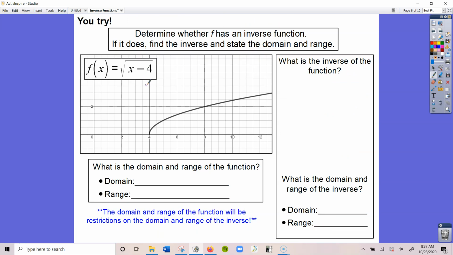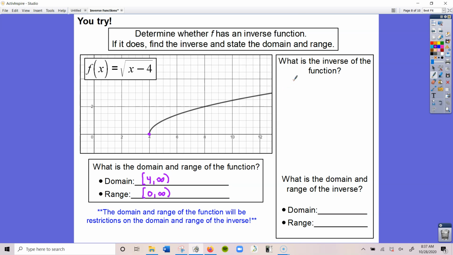So here we have the graph of the square root of x minus 4. I can see my graph, so I can determine my domain and range. For my domain, I notice that we start at x is equal to 4. That 4 would be included, so we would say from 4 to infinity. Now for the range, my y values start at 0, 0 also being included, and then it does go up forever, so to infinity.